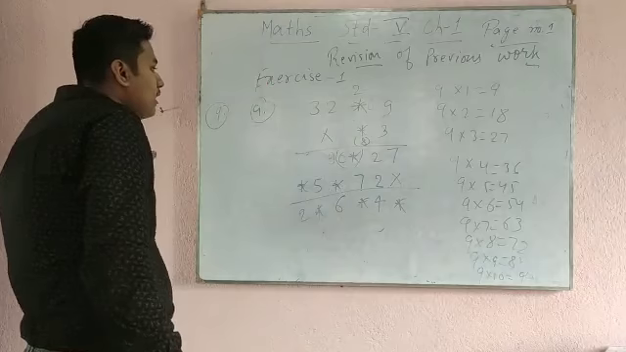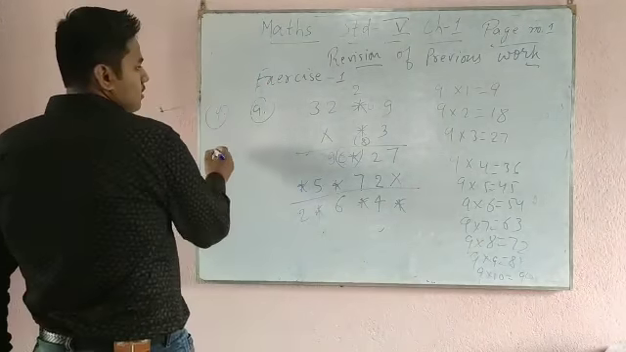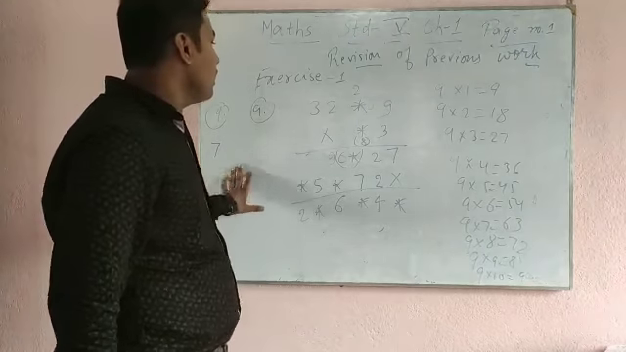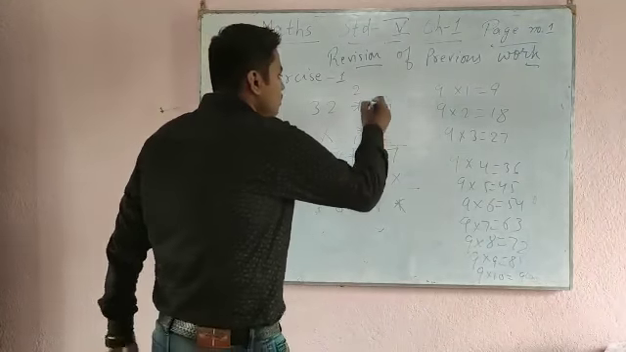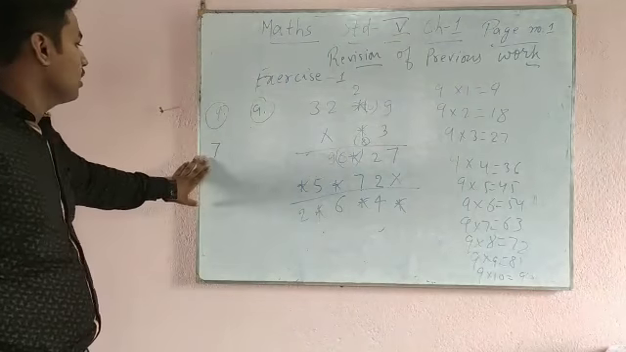So see, 9 into 8 is 72, 2, carry will be 7. You already know here this star is 0. And this is 8, but we have carry 7.